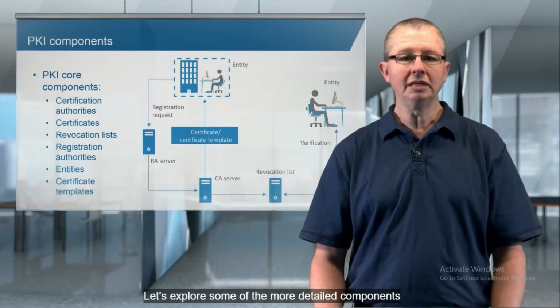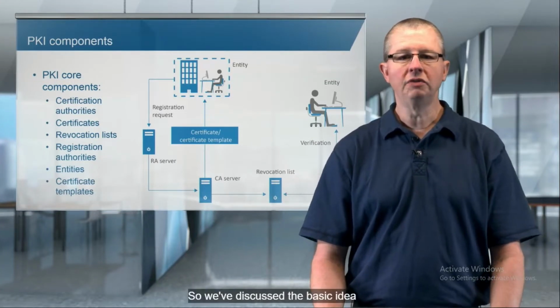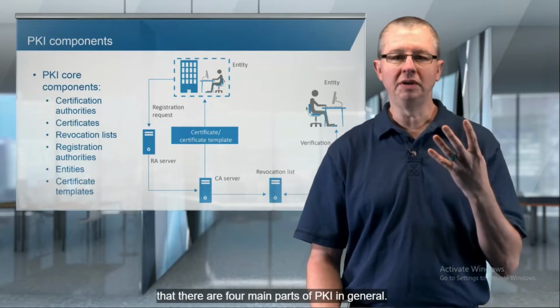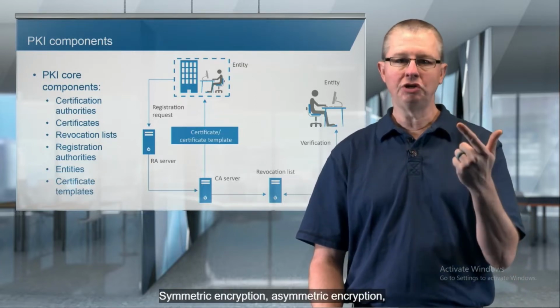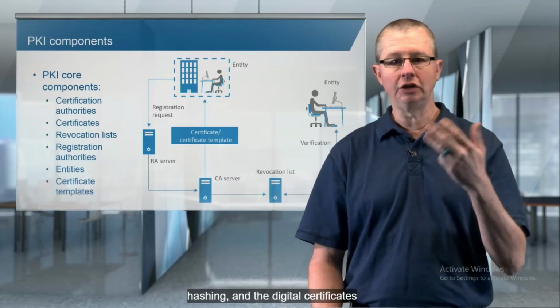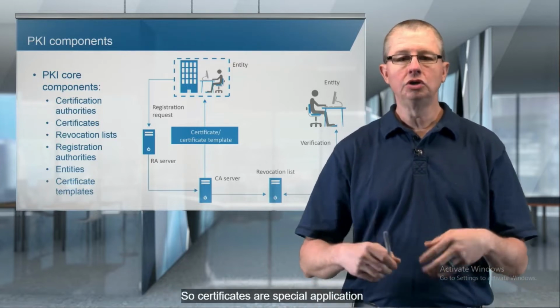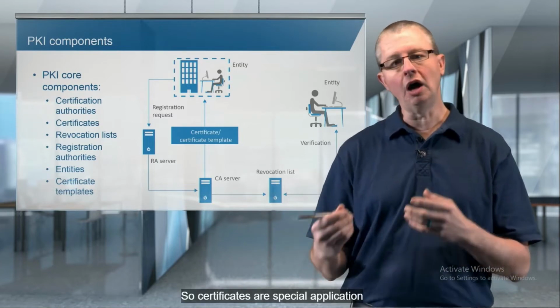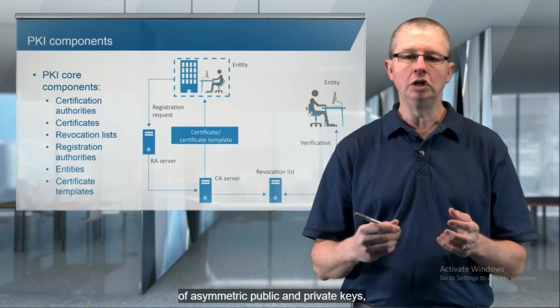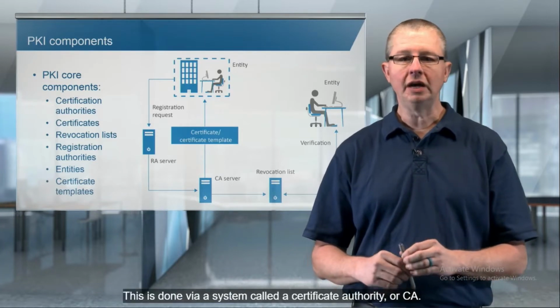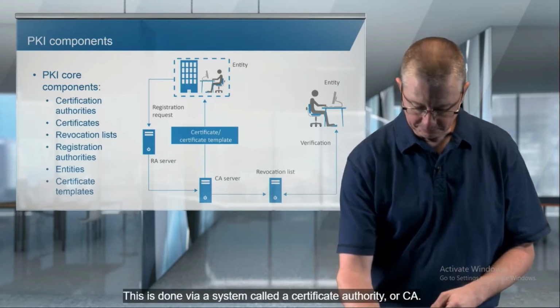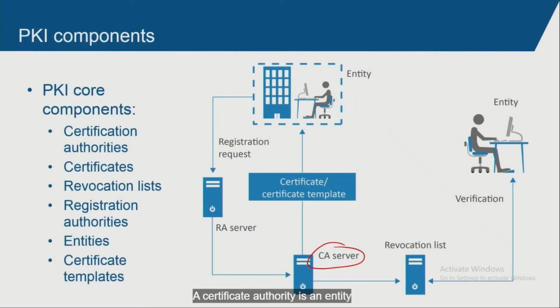Let's explore some of the more detailed components that make up PKI. So we've discussed the basic idea that there are 4 main parts of PKI in general: symmetric encryption, asymmetric encryption, hashing, and then digital certificates used for authentication. It's this last section we haven't spent much time on yet, so let's do that now. Certificates are a special application of asymmetric public keys and private keys to provide for authentication. This is done via a system called a certificate authority, or CA. A certificate authority is an entity who will accept requests for new certificates, will check and verify that someone is who they claim to be, and then will issue a certificate to them.